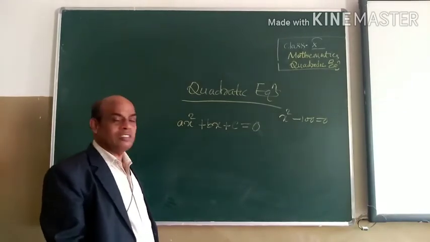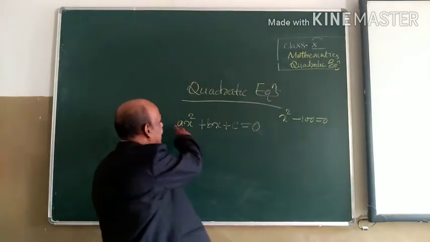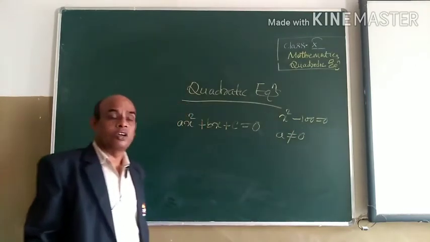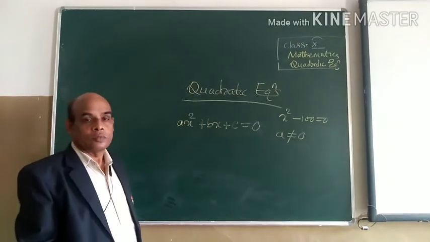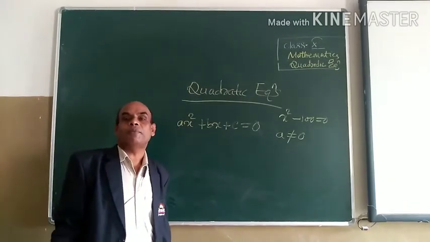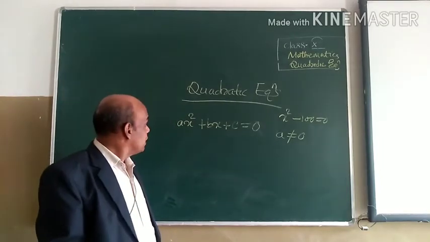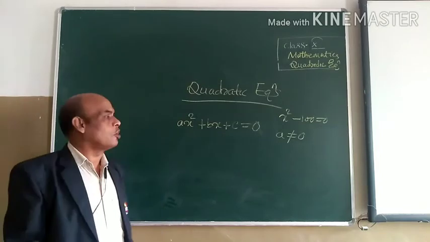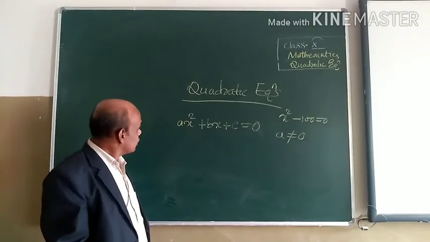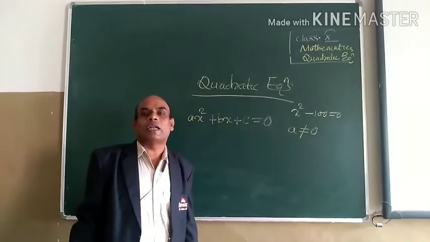So what is the condition? If this is a quadratic equation, we will say a should not equal 0. That is the condition. So a is the coefficient of x square, b is the coefficient of x, and c is called the constant. So if ax square plus bx plus c is equal to 0, it is a quadratic equation.